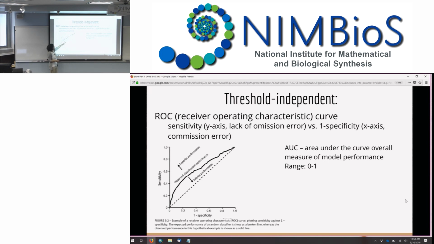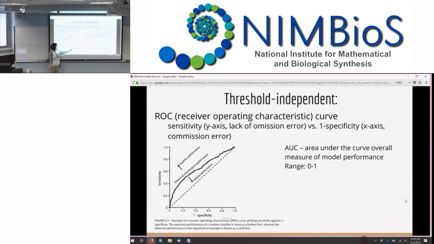But above this diagonal, we have increasing model performance. So the AUC varies between 0.5 and 1; below 0.5 would be even worse than random. We never reach 1. We reach maybe 0.999, but not 1. So the higher the AUC value, the better the model is, because it's predicting known presences with less commission error.